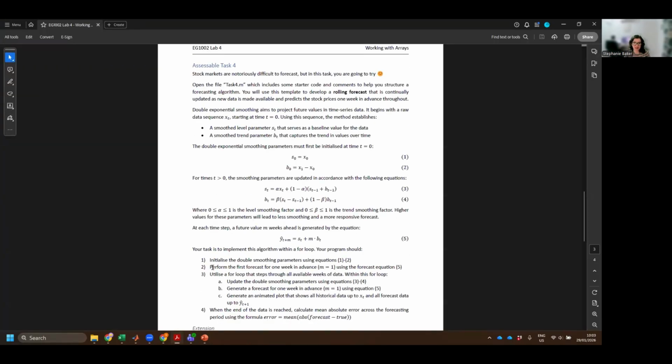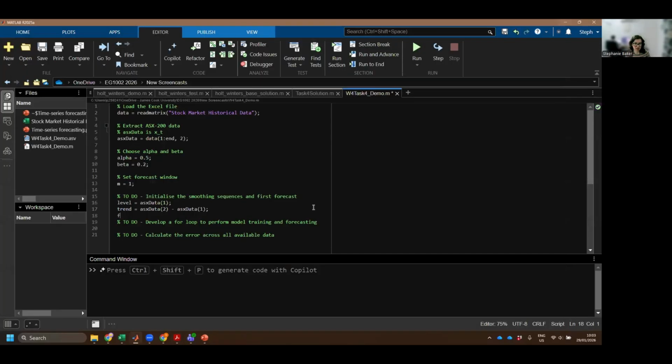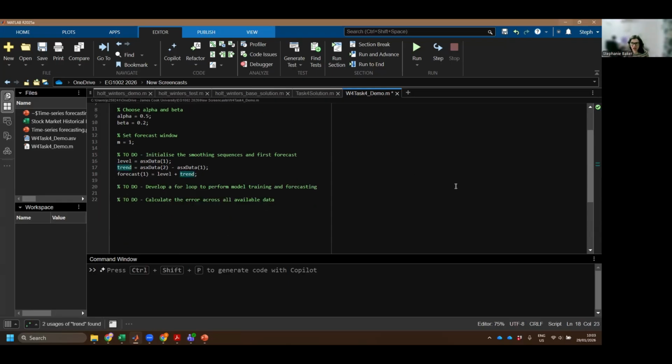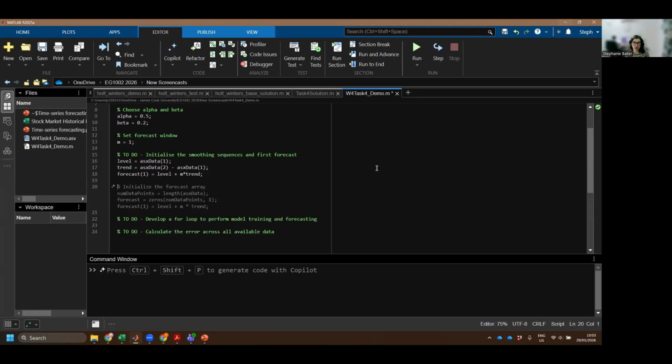With those in place, the next step, if we read our steps down here, is to perform the first forecast for 1 week in advance. So we can take these two things, create our first forecast as level plus m times trend. And again, m is always going to be 1, so really we could just leave that out as well. Either way is fine, whatever makes sense to you. So that's our initialization done, and we could then plot it to see what is actually happening.